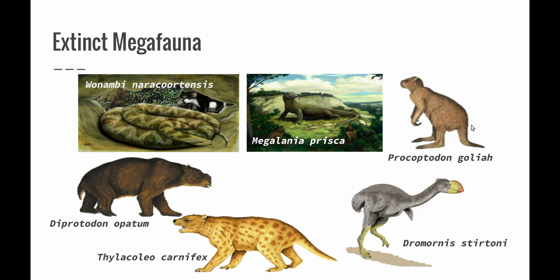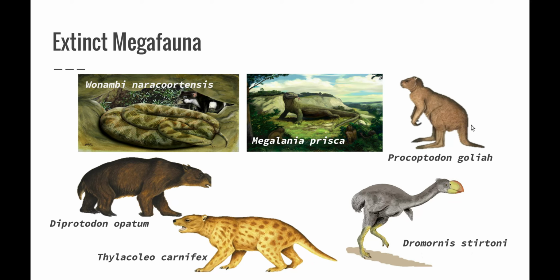So the Wanabi narocordensis was a giant snake. It was a good couple of meters long, a huge snake that would devour animals the size of probably cows and things that we see today. The Megalania prisca was a giant lizard. The Procoptodon goliath was a short-faced kangaroo, again, that stood extremely tall. The Diprotodon apartum we've looked at already, so he's our giant wombat slash koala type guy. The Thylacoleo carnifex was a carnivorous cat, a bit like a Tasmanian tiger, Tasmanian devil kind of thing, but obviously much bigger. And then the Dromornis stretoni was a gigantic bird.